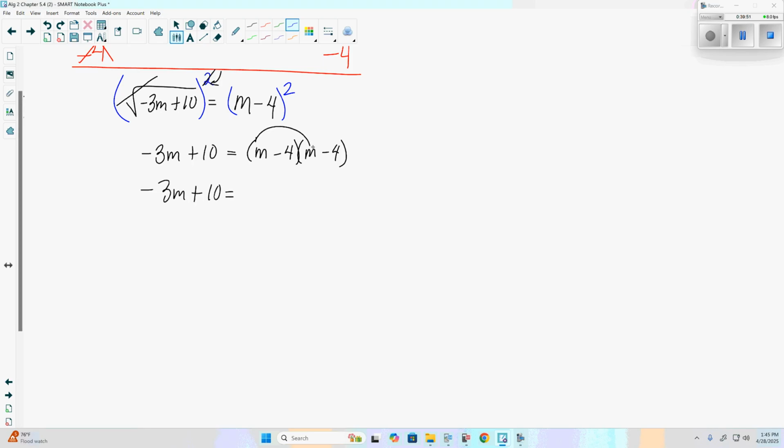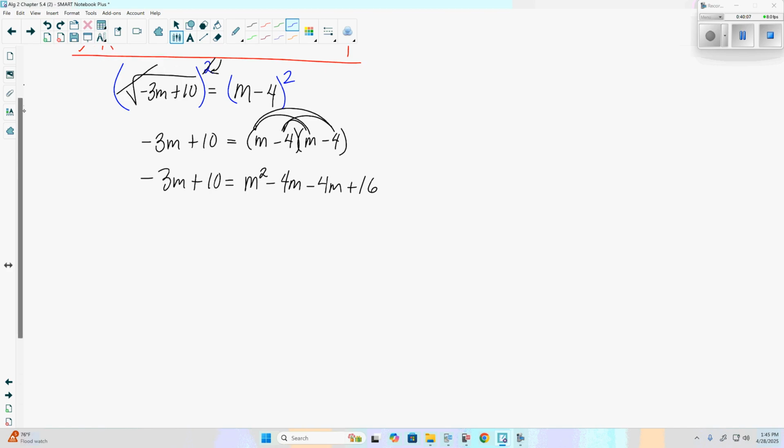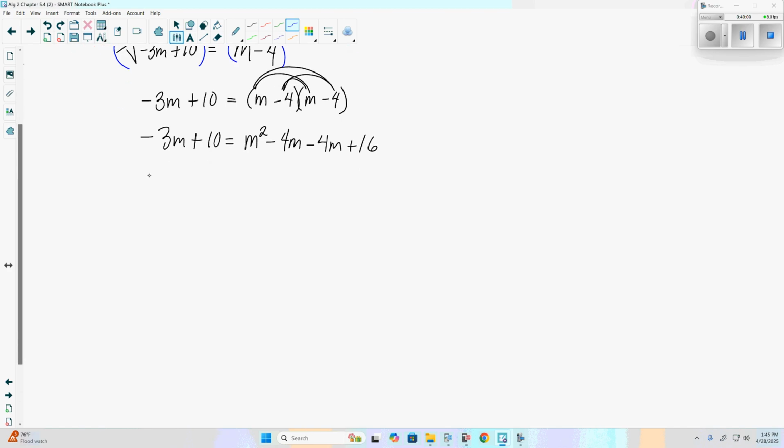Here, we'll distribute out. M times m would indeed be m squared. M times negative 4 is negative 4m. Negative 4 times m is negative 4m. And negative 4 times negative 4 is positive 16. We can combine our like terms. Negative 4m minus 4m would give us negative 8m. So m squared minus 8m plus 16.